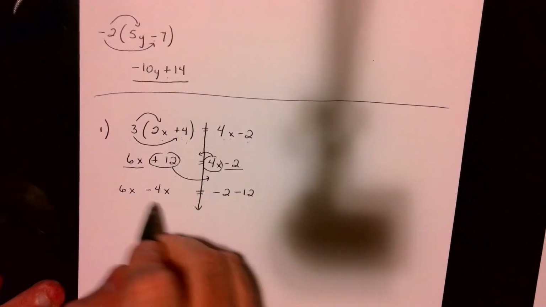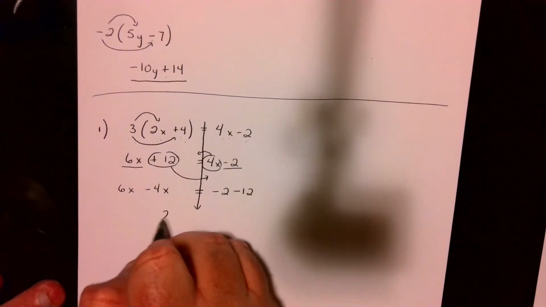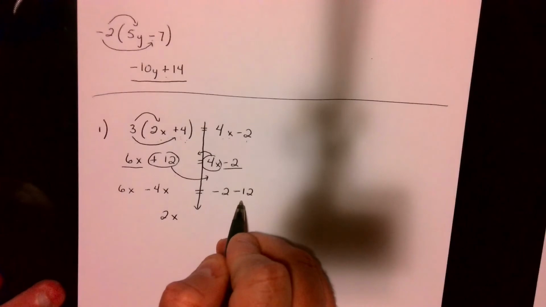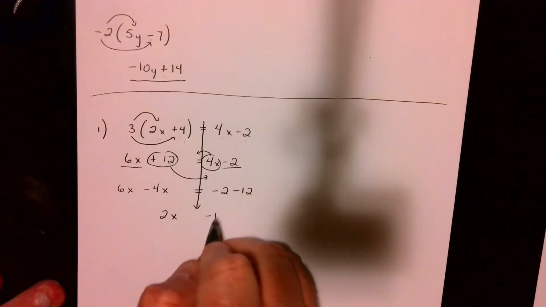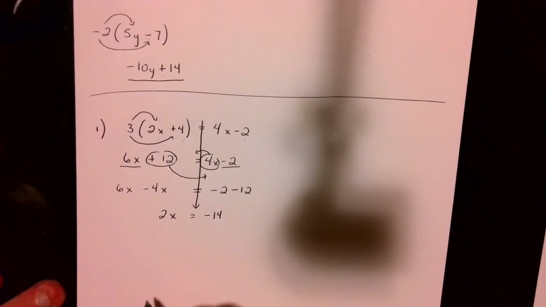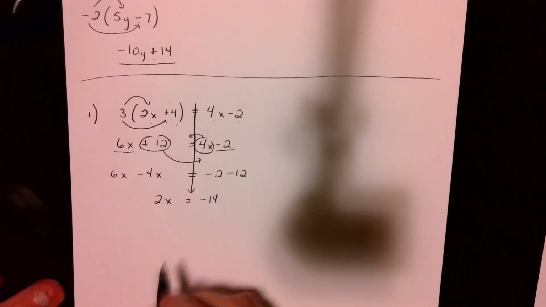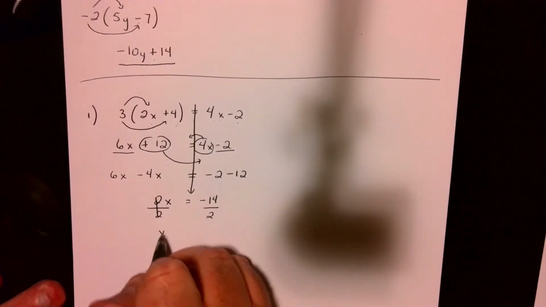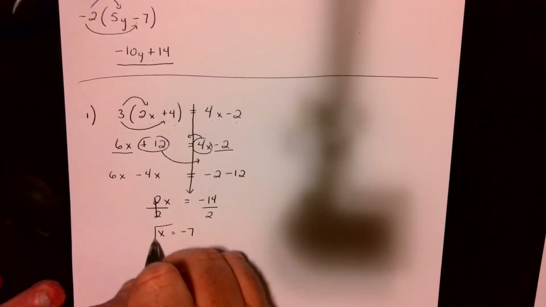Okay, now group like terms. 6 takes away 4 is 2x. A negative 2 and another negative 12 makes negative 14. And then our final step, divide by 2, divide by 2, so x equals negative 7. There's my final answer.